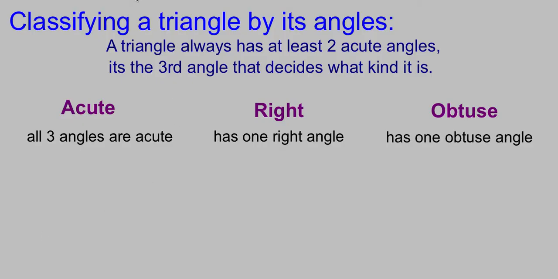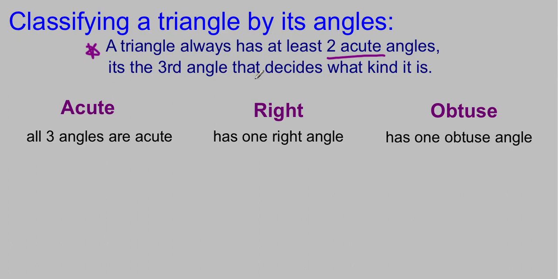So some of these may be familiar for you, but we want to review them, make sure they're still fresh in our memories. We can classify a triangle by its angles. Here's a key. Jot this one down. A triangle always has at least 2 acute angles. Remember, a triangle has 3 angles. It's the third angle that decides what kind it is.